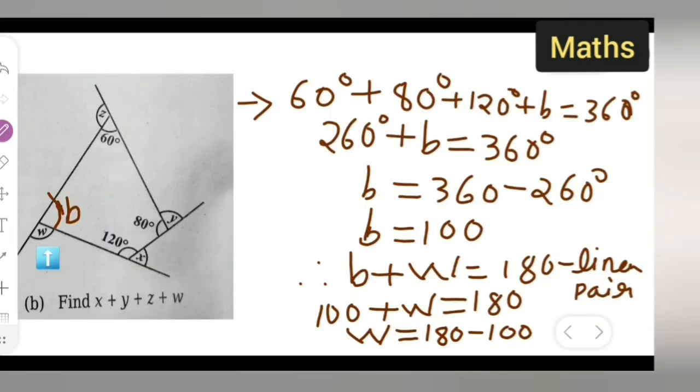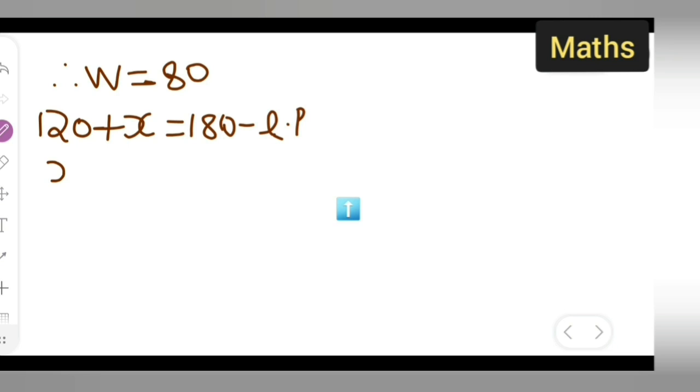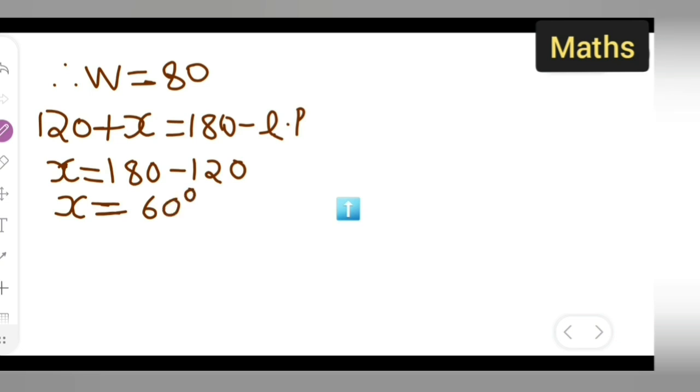Next, let us find out the second one. Let us find out X. 120 plus X. So 120 plus X is equal to 180. That will be the linear pair. So X is equal to 180 minus 120. So what will be the value of X? Will be equal to nothing but 60 degree. So what we got? X 60 degree.